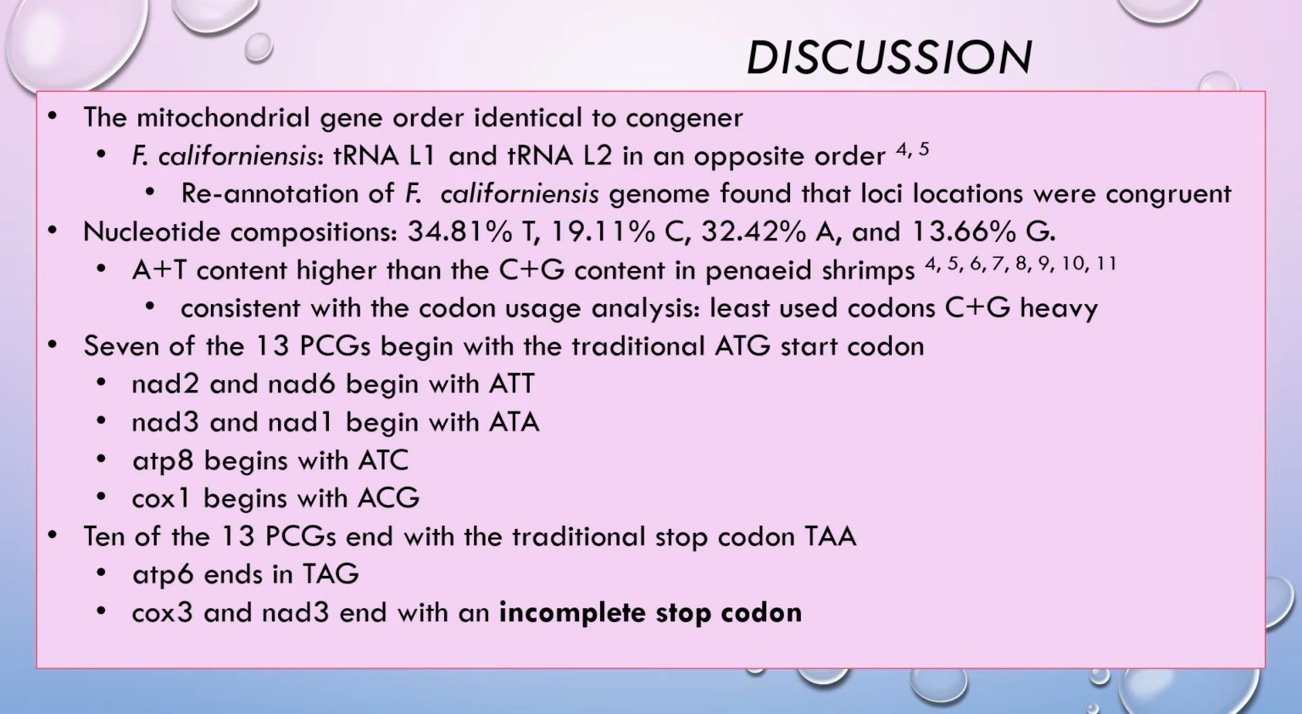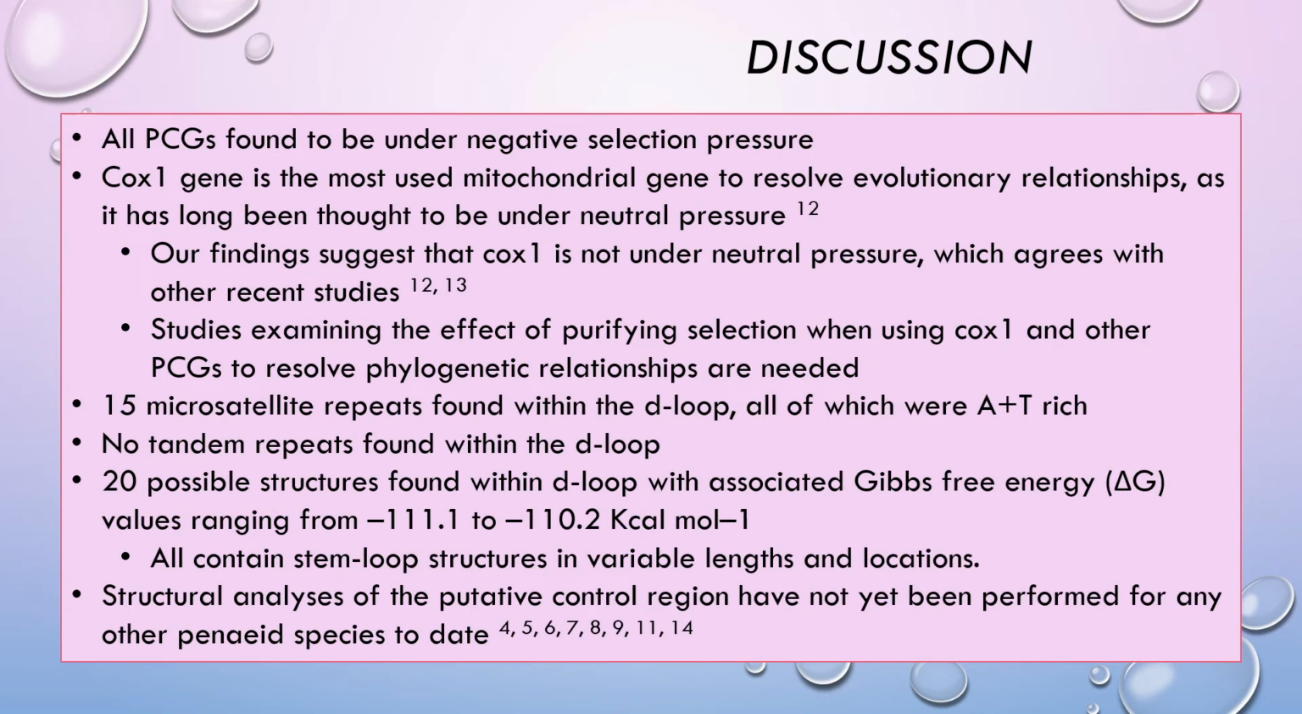7 of the 13 protein coding genes begin with the traditional ATG start codons, 10 protein coding genes end with the traditional TAA stop codons, and 2 genes were found to end with an incomplete stop codon. All protein coding genes were found to be under negative selective pressure. COX-1 was found to be under the greatest amount of selective pressure. Mitochondrial genes have long been thought to be under neutral pressure, and our findings suggest that CO1 is evolving under purifying selection. We suggest that future studies examine the effect of selective pressures when using CO1 and other mitochondrial protein-coding genes to resolve phylogenetic relationships.